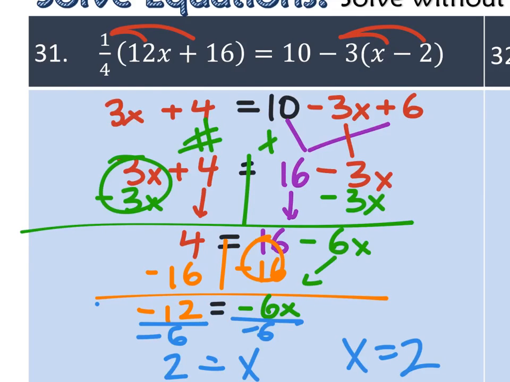We need you guys to get used to seeing x's on either side, okay? Because it doesn't matter. It doesn't matter. Same answer, so I'll put more between that just to clarify.